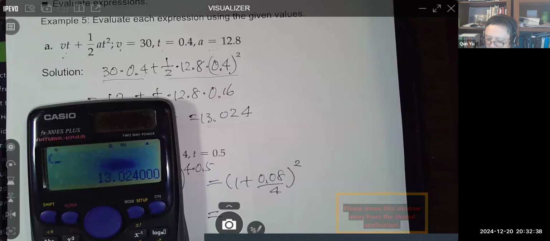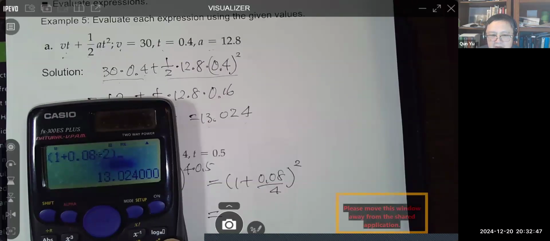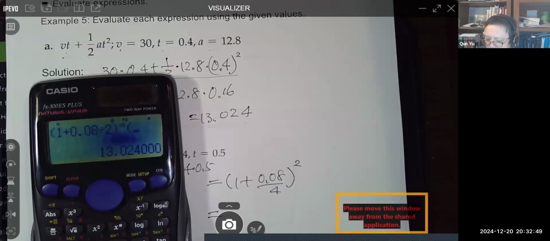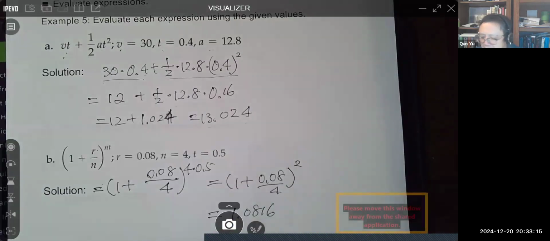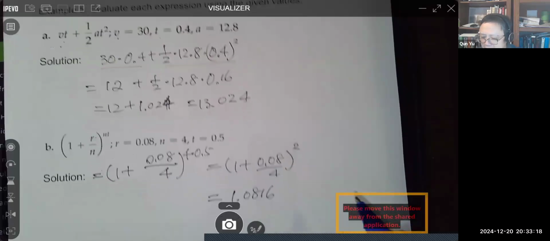Parentheses 1 plus 0.08 over 4, close the parentheses, then to the power of 2, equals. So this way, this whole thing doesn't have any rounding error. We just do rounding if required to a certain place. That way we can control the error, because we don't know the exact answer. We just round it to the desired decimal digits. I just leave it because we don't have a requirement to round it to a certain decimal digit.